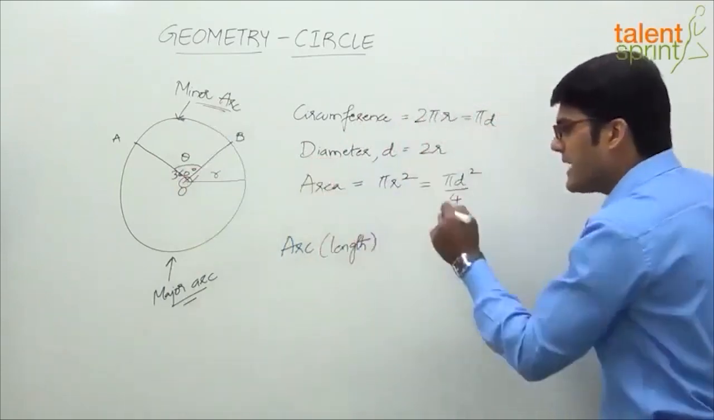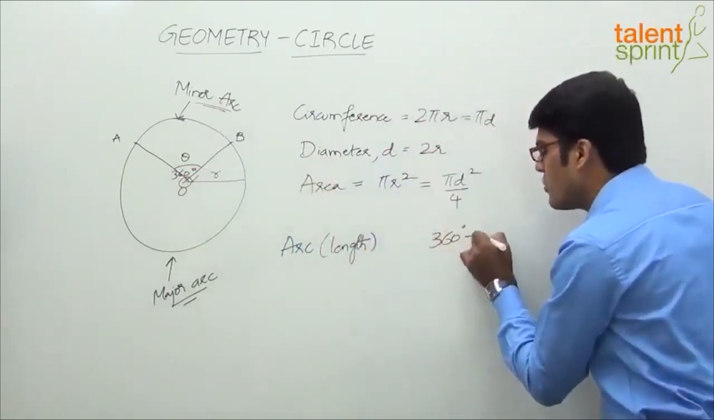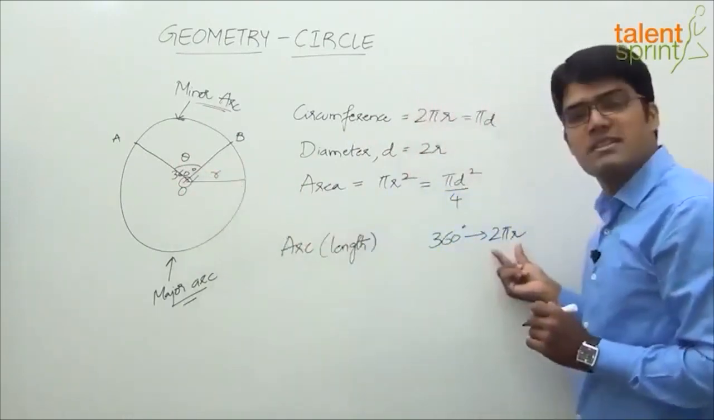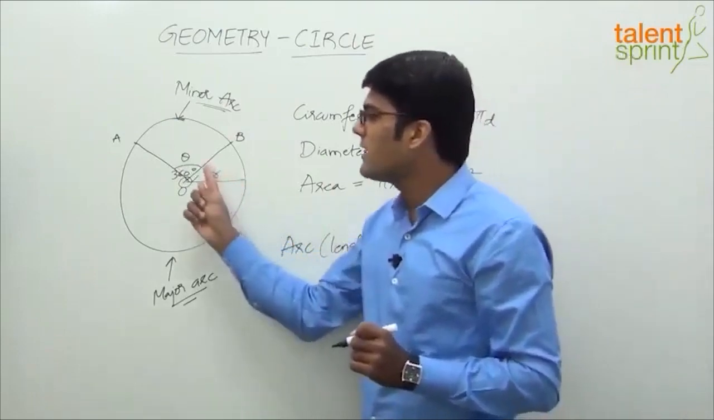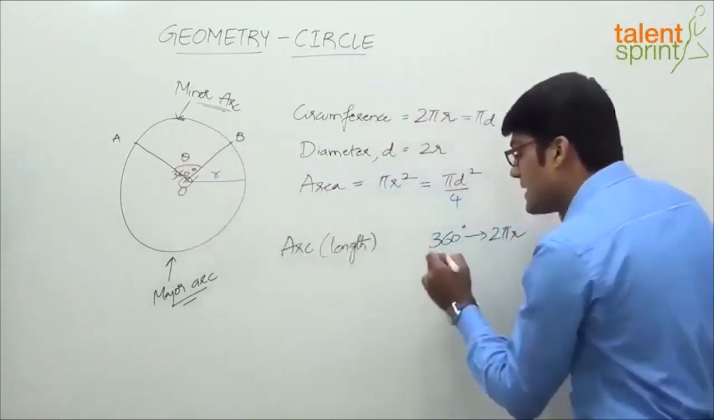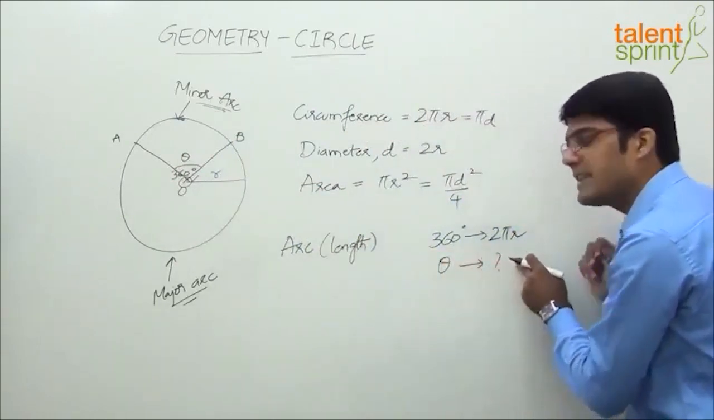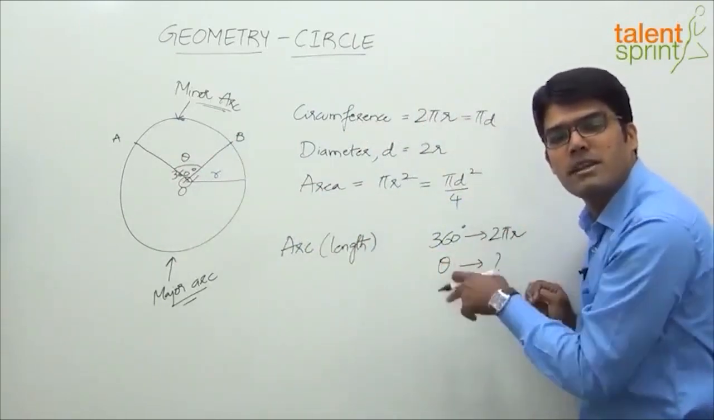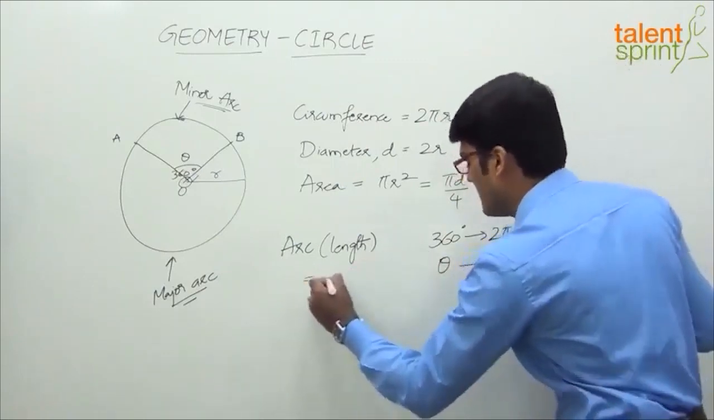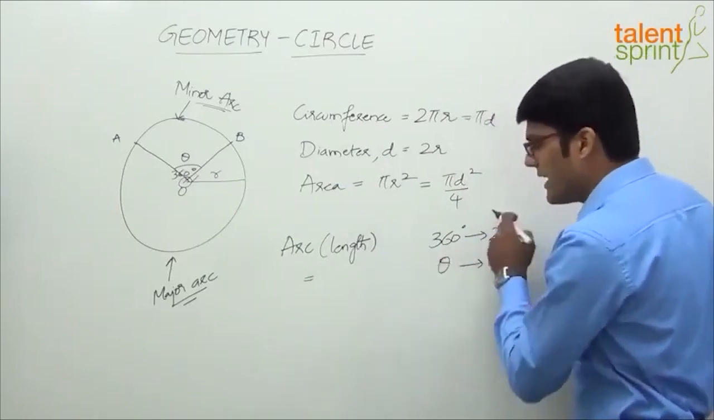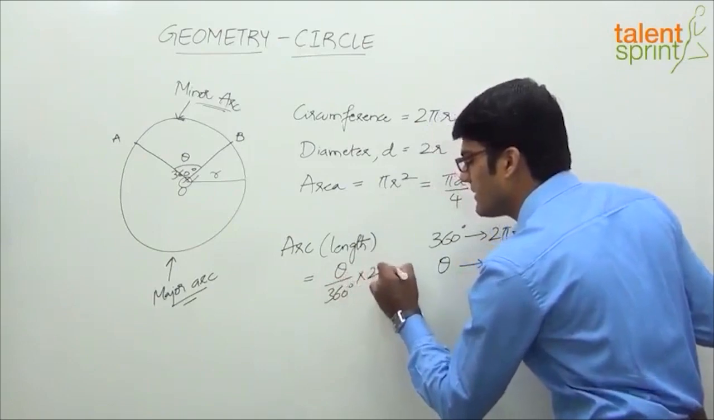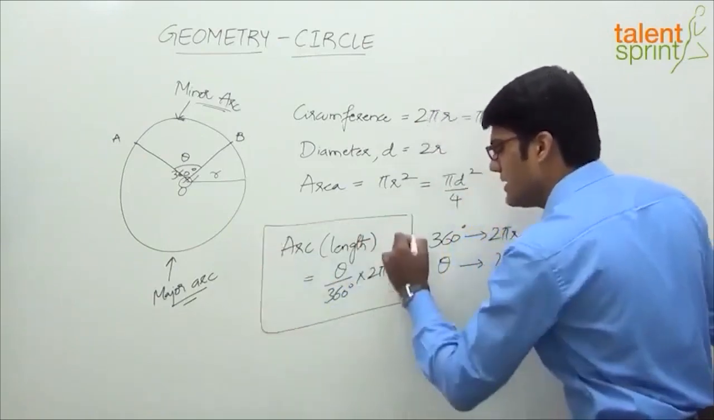So I can say the complete angle 360 degrees corresponds to 2 pi r, right? The complete angle in a circle, 360 degrees, gives you the circumference 2 pi r. But what we need to consider now is only this angle theta. If I take the complete angle, we get 2 pi r. So theta gives you what? This is nothing but the length of the arc. Now simply by cross multiplication you get the required answer. So the length of the arc can be taken as theta into 2 pi r divided by 360, or theta by 360 into 2 pi r. So basically this is how you measure the length of the arc.